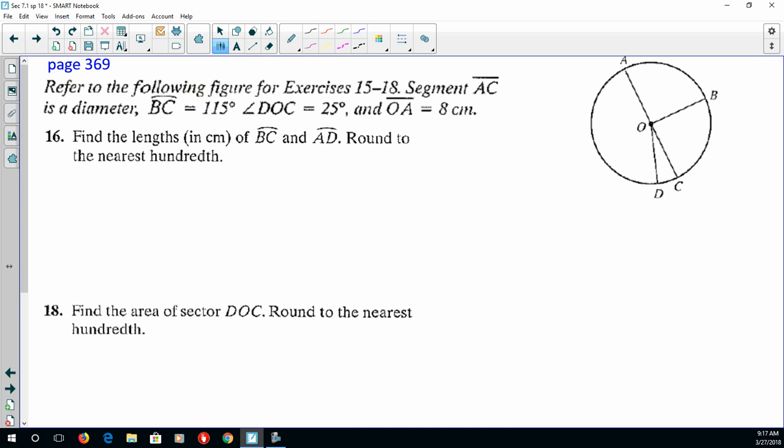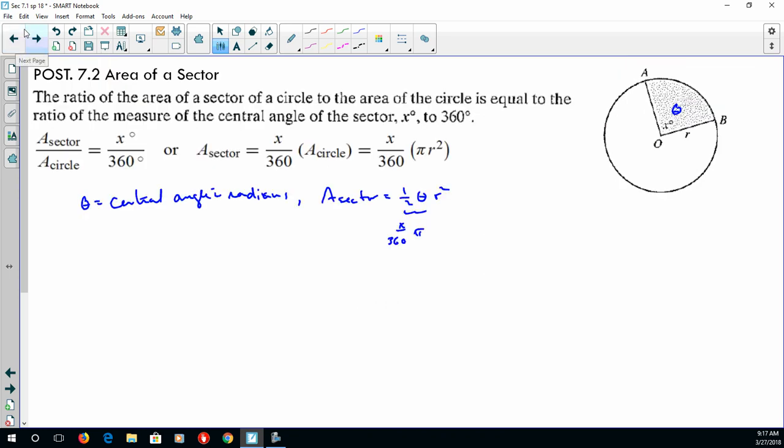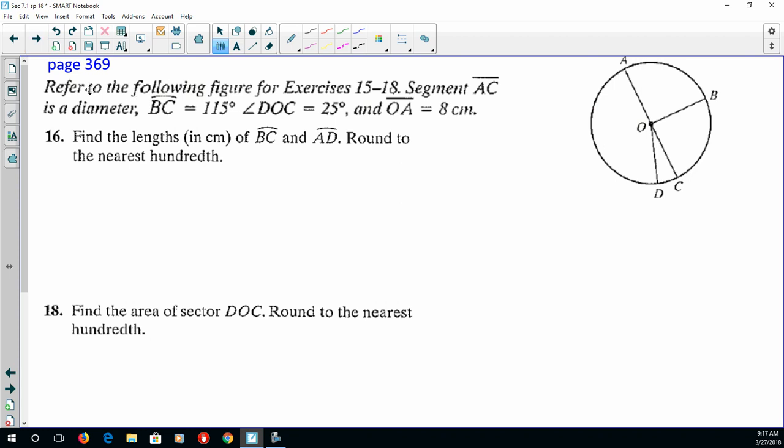Here I have a circle. Segment AC is a diameter. Arc BC is 115 degrees. Okay, so let's write that in here. This is 115 degrees. Angle DOC is 25 degrees. Well, I can't fit that in there. This is 25. And OA is 8. So this amount is 8. This is then the radius. Okay, find the lengths of arcs BC and AD, and round to the nearest hundredth.